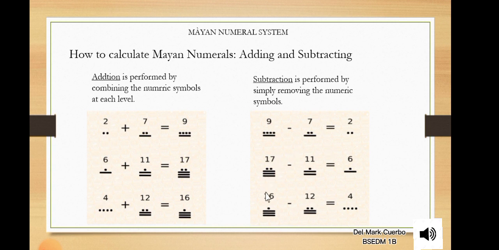And the last example we have here, 16 minus 12. 16 is represented as 3 bars and 1 dot. So 15 plus 1 is equal to 16, and we subtract 12, which is represented by 2 bars and 2 dots. So 16 minus 12 is equal to 4. And how are we going to write it? We are going to write it as 4 dots, which represents 4.